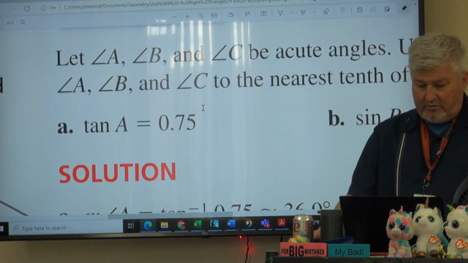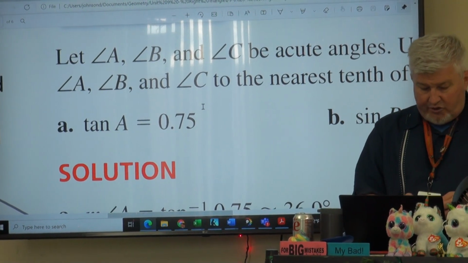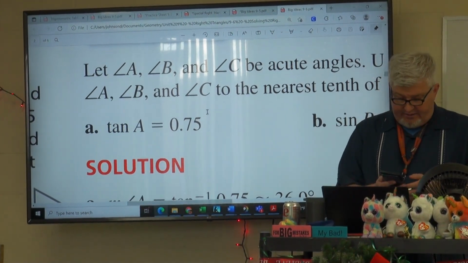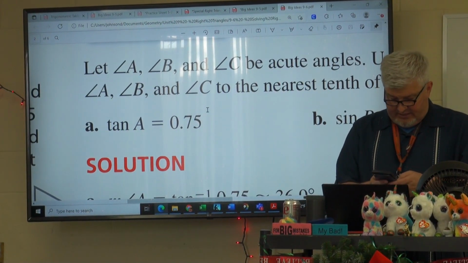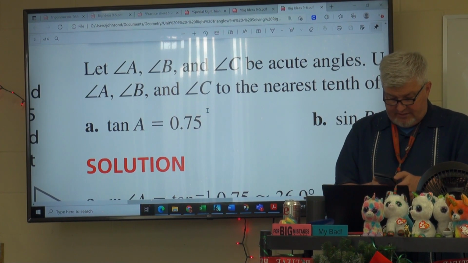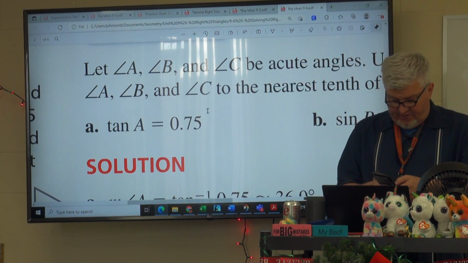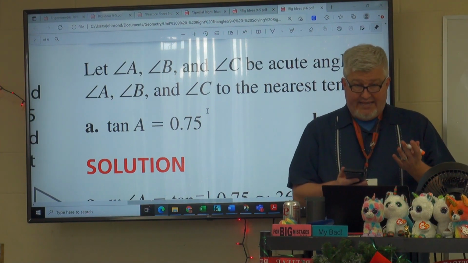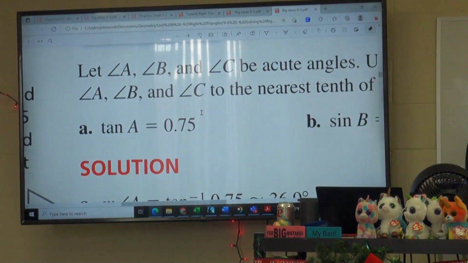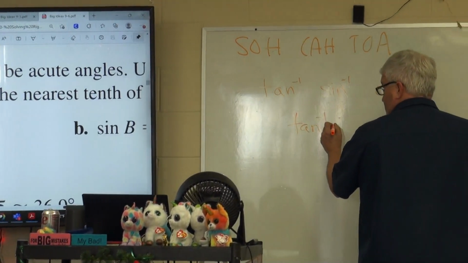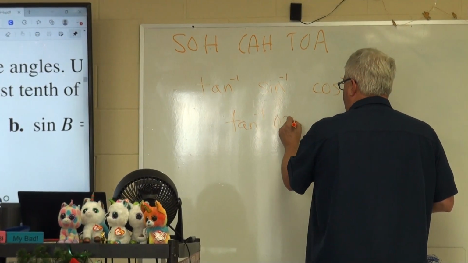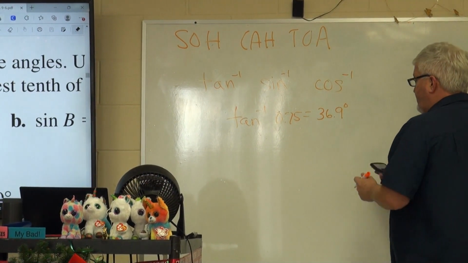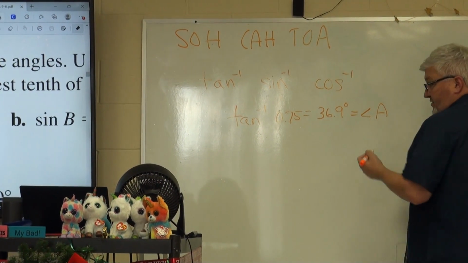Tangent A equals 0.75. So pull out your calculator, find the inverse tangent button, tangent -1. I see mine here, so put tangent -1 and put 0.75 and hit enter. And you all should get, if we round it to the nearest tenth of a degree, the inverse tangent of 0.75 is 36.9 degrees. What that means is angle A is 36.9 degrees.